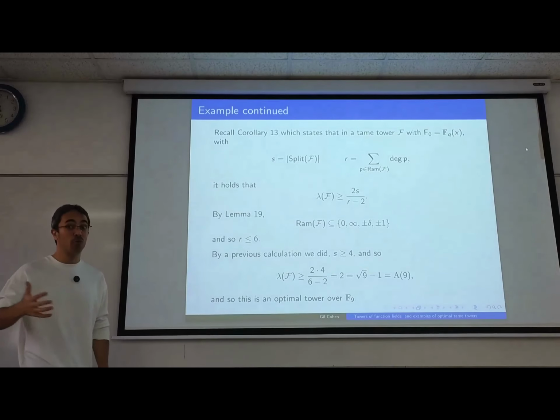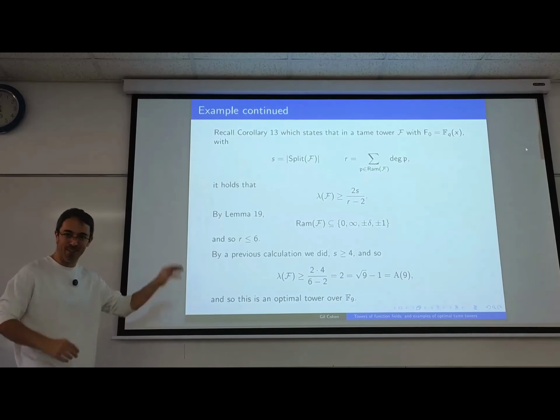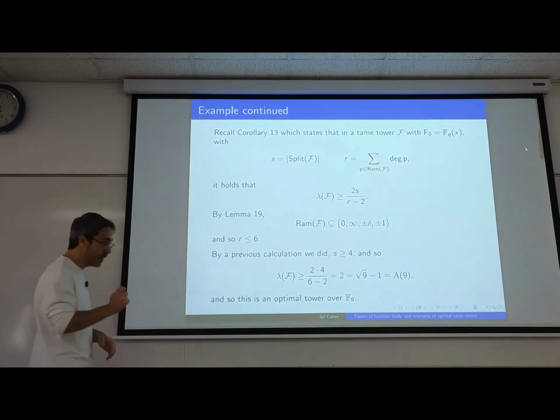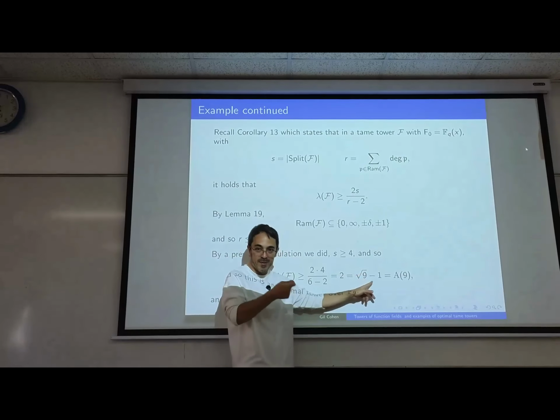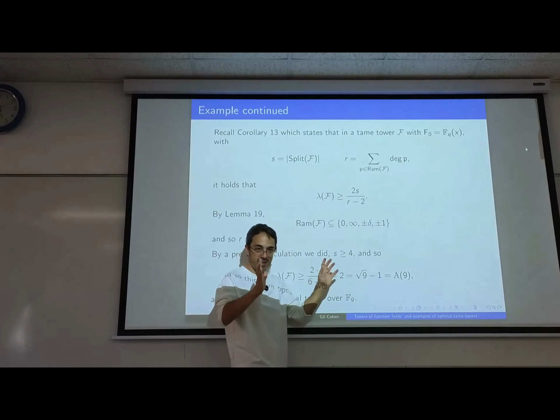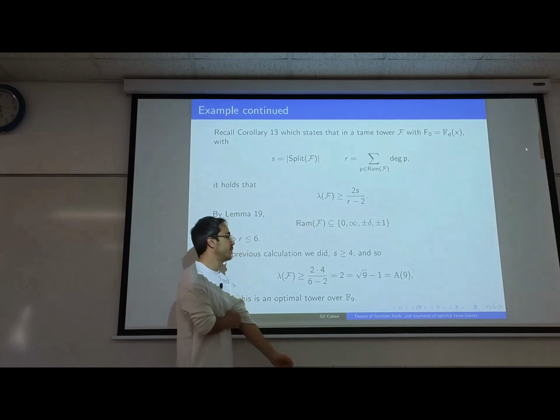And then you can ask, is 2 good? Do you like the number 2 for this tower? And you very much do like this number, because the best thing you can do is square root of the field size minus 1. That was the theorem that we are going to start talking about today.